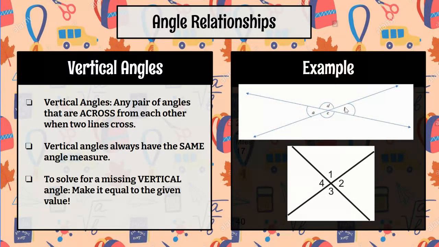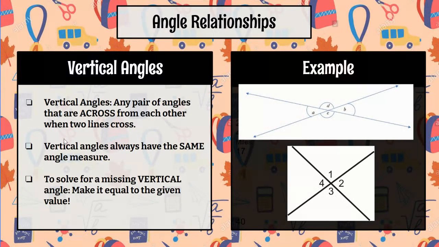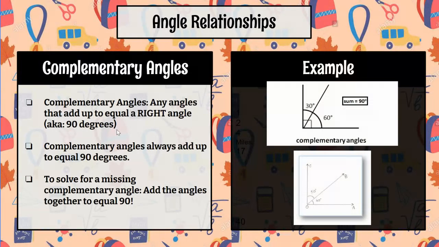So A and B would be vertical to each other. B and C would be vertical to each other. 1 and 3 are vertical to each other. 4 and 2. And what's special about vertical angles is that they always have the same angle measure. So they are equal to each other. And yesterday we spent a lot of time solving for missing vertical angles. So you just make them equal to each other to be able to solve, okay?